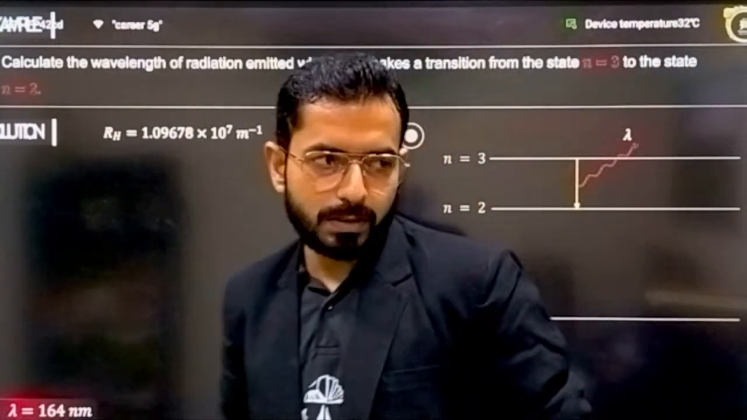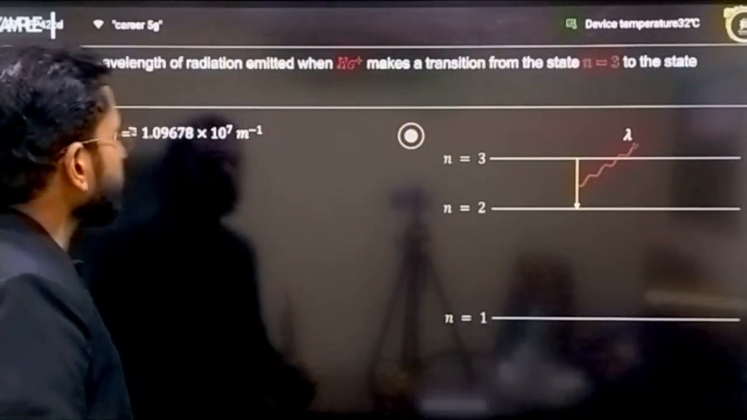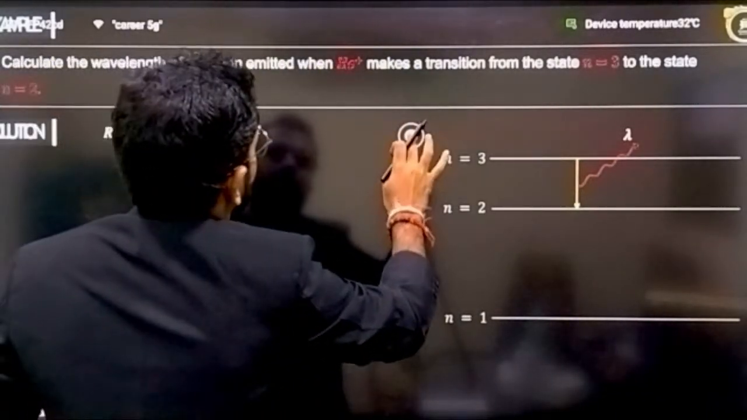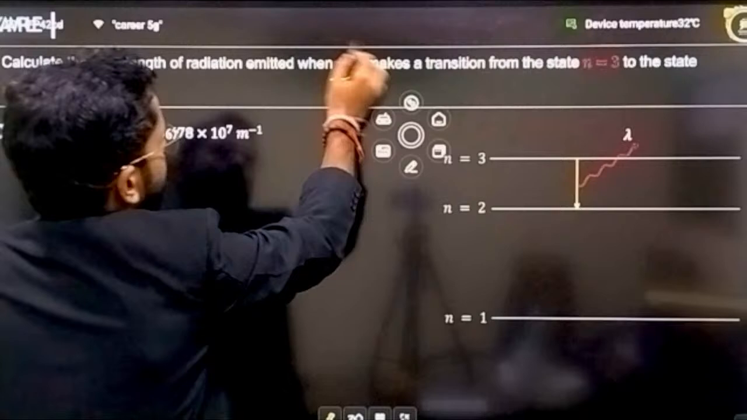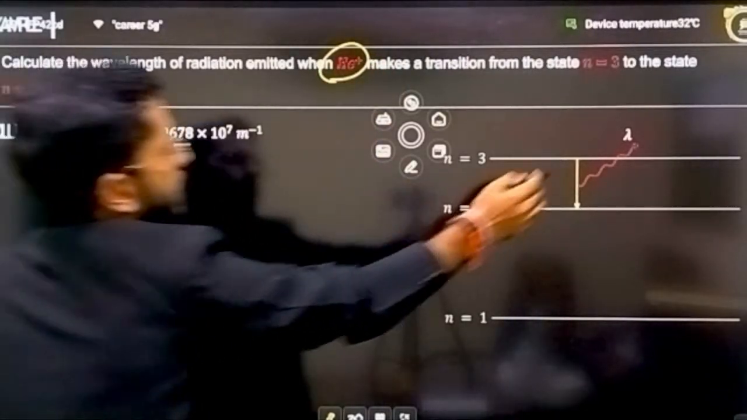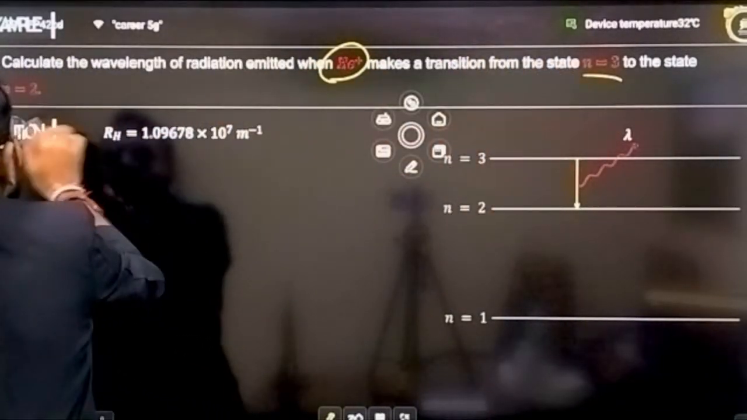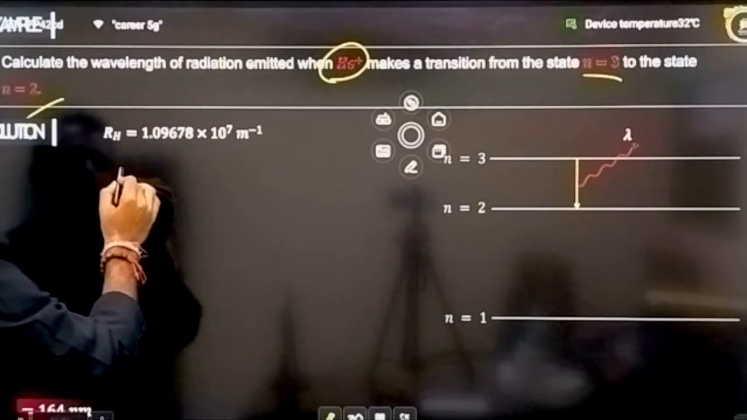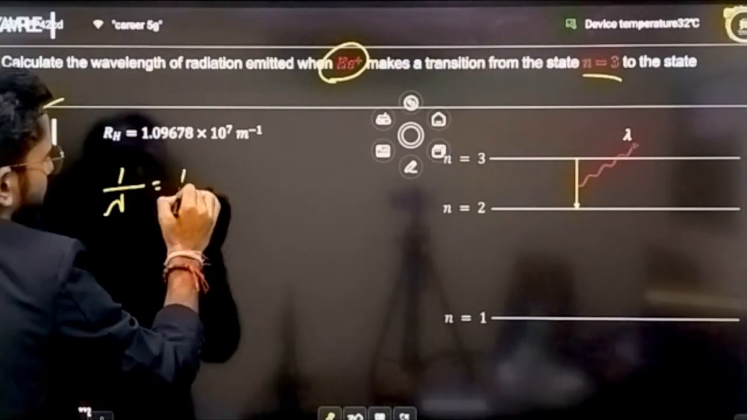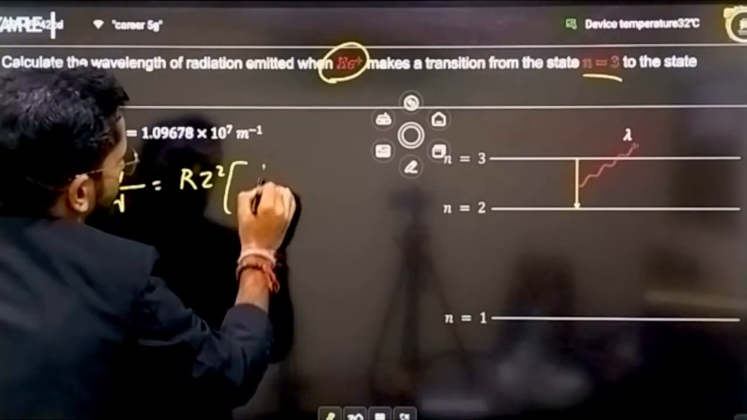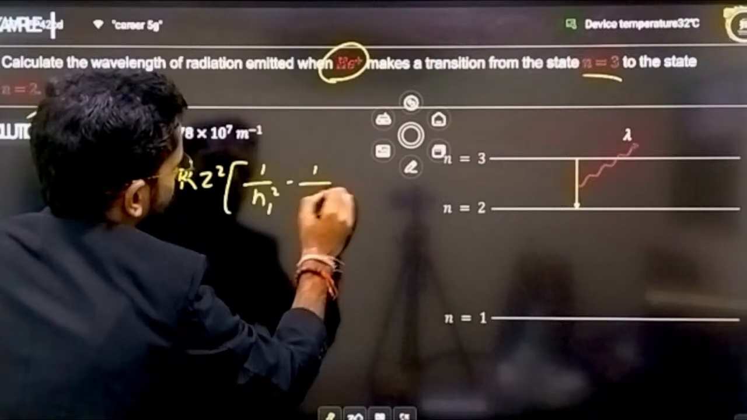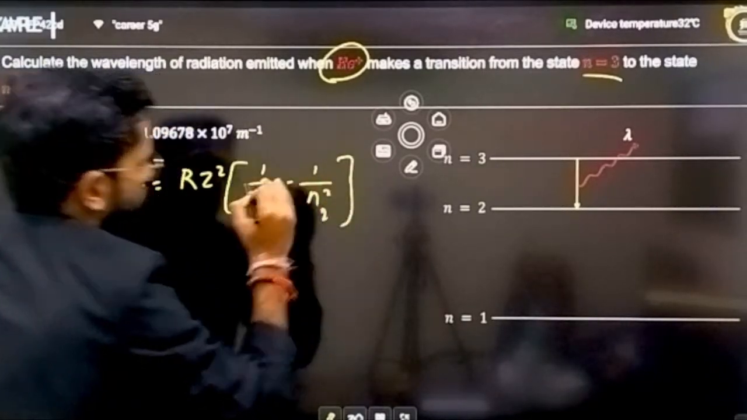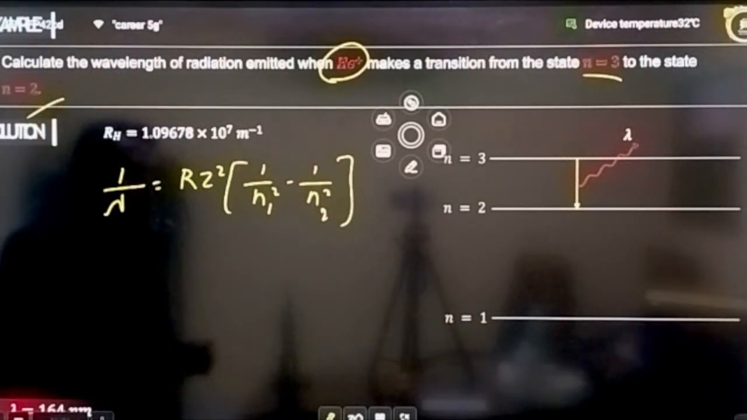Like here. What is the question? Let's see. Calculate the wavelength of radiation emitted when helium plus makes a transition from n equals 3 to n equals 2. How will you write it? Let's apply the formula. What is the formula? 1 by lambda is equals to R Z square (1 by n1 square minus 1 by n2 square). This is our basic formula.